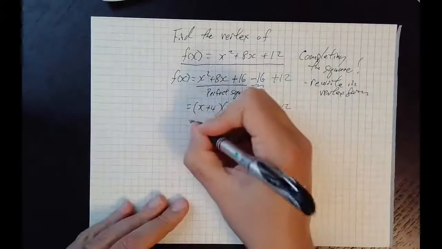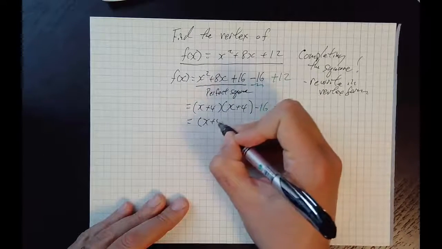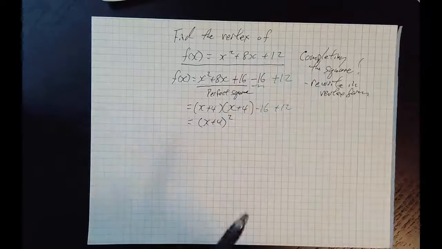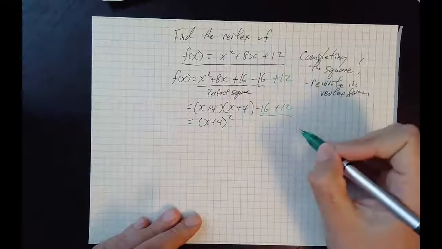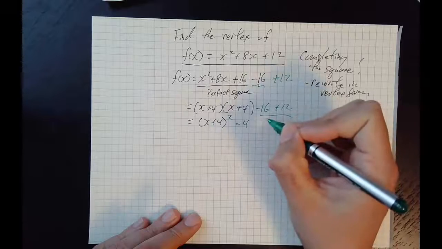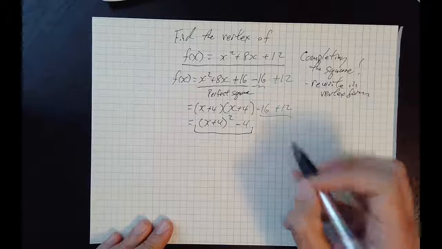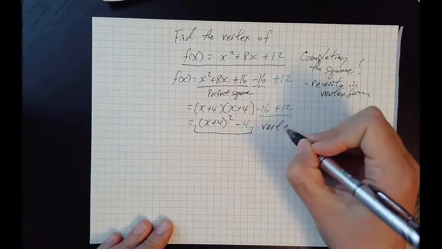Okay. So now I'm going to keep going with this. I can rewrite this as x plus 4 all squared. And then I just add these like terms over here. So negative 16 plus 12, well, that's just going to be a negative 4. And now if we have a look at this, we can see the vertex right away. We've actually now got this in vertex form.